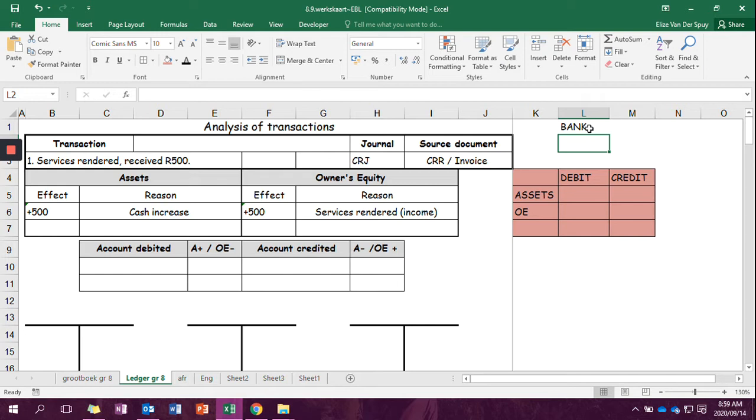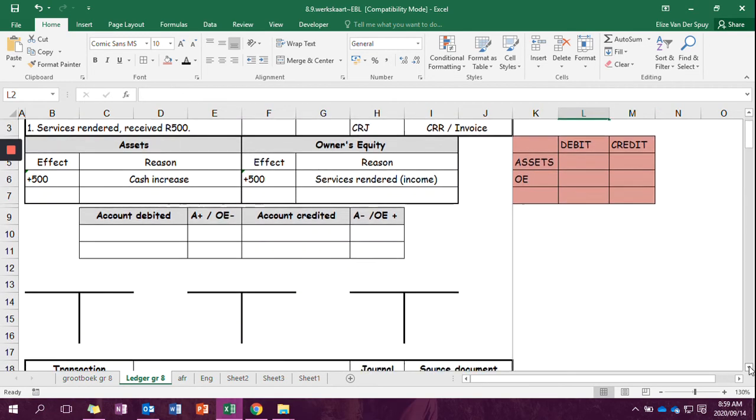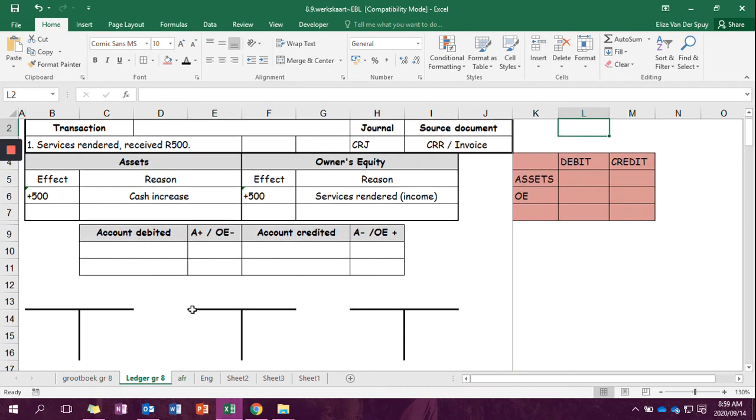So first of all, down here you see we have a T. Our general ledger is also called a T account. The T account has two sides, a left-hand side and a right-hand side. But in the accounting class, we have a specific name for it. We are not going to call it left hand or right hand. We are going to call it the debit side or the credit side. The debit side is on the left hand and the credit side is on the right hand. So debit and credit.